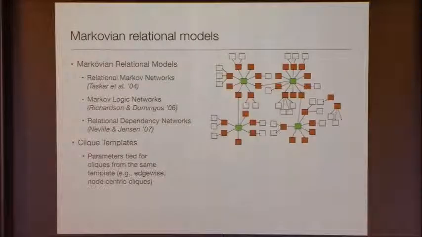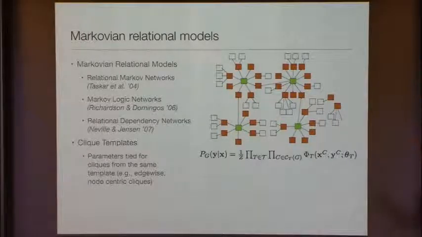Okay, so the general form of the models that I'll talk about today can be characterized as Markovian relational models, where this applies to relational Markov networks, Markov logic networks, and relational dependency networks. There's probably others that fall in this same general category that I'm not aware of at this point.